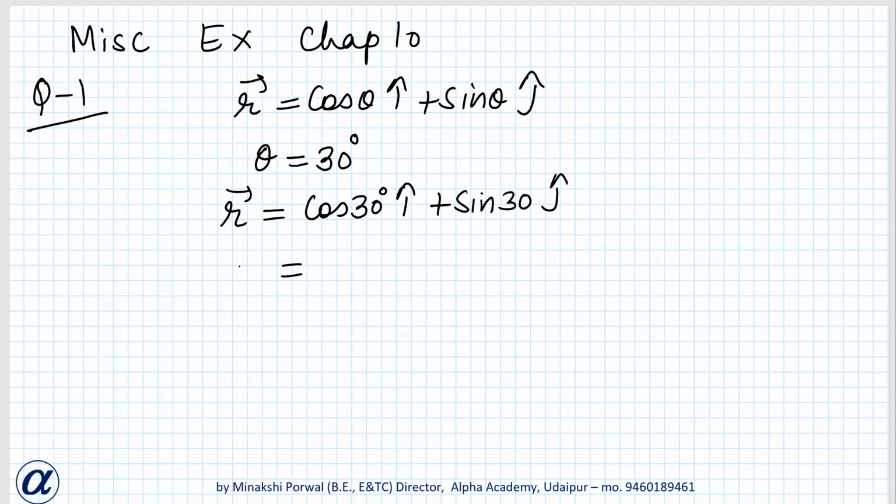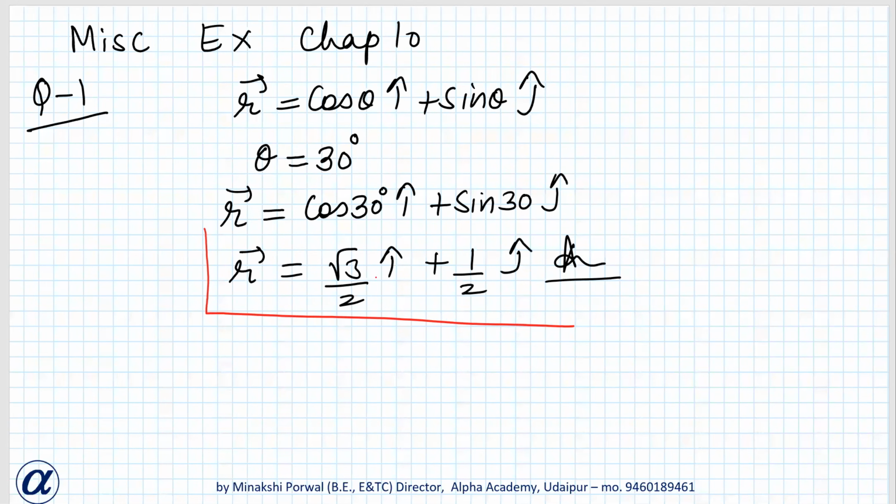That will be equal to cos 30, which is root 3 by 2, i cap plus sin 30, which is 1 by 2, j cap. This will be the answer. Is it clear?